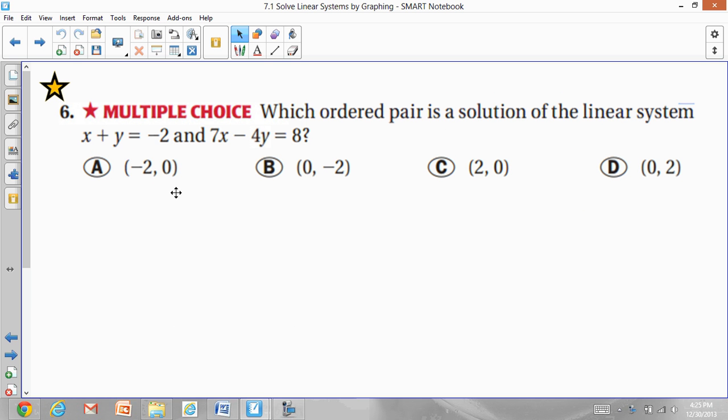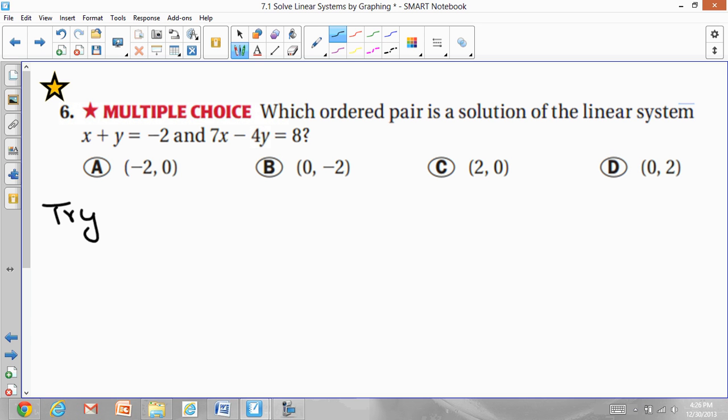Now look at this question and write the two equations. x plus y equals -2 and 7x minus 4y equals 8. Copy these two equations. The question is asking you which ordered pair is a solution of the linear system. So you're going to use the backward strategy. You're going to work backwards from the answer choices given. You're going to assume and try answer choice A.